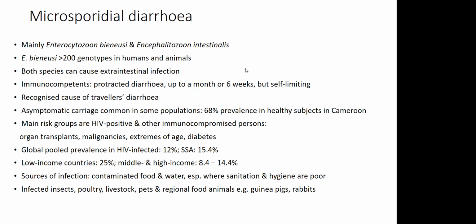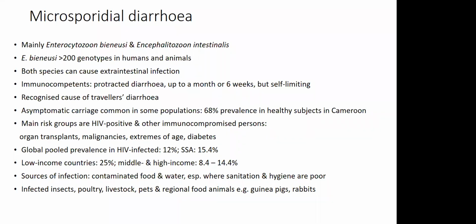Now, immunocompetent individuals can get microsporidial diarrhea, and it can be quite a prolonged illness, up to a month or even 6 weeks, but it is self-limiting. So in this regard, it's somewhat like cryptosporidial diarrhea, which is certainly not confined to immunodeficient individuals. And these organisms are a recognized cause of traveler's diarrhea.